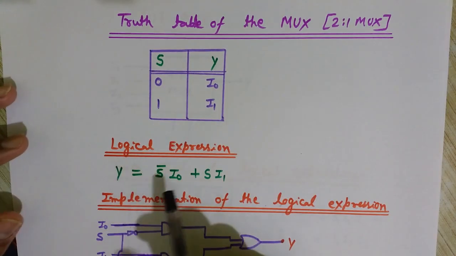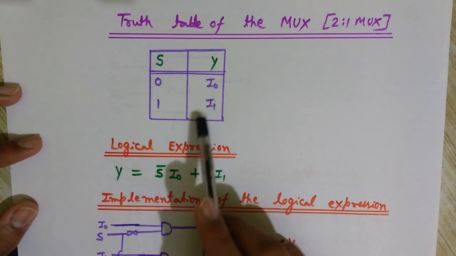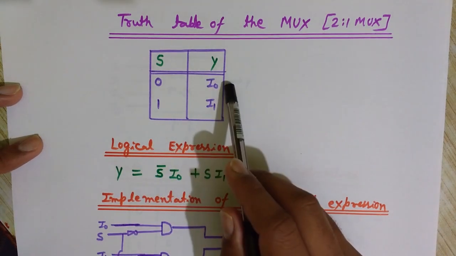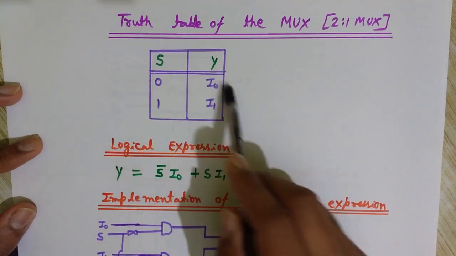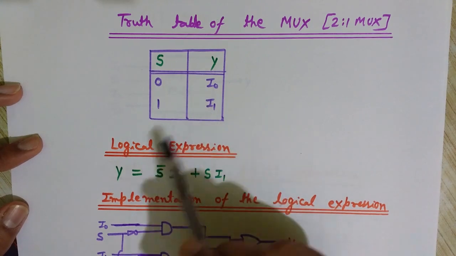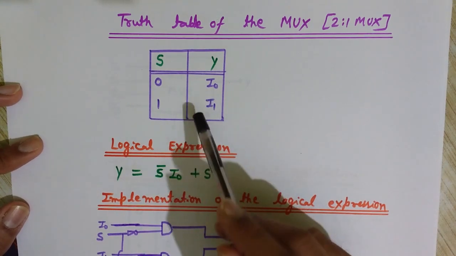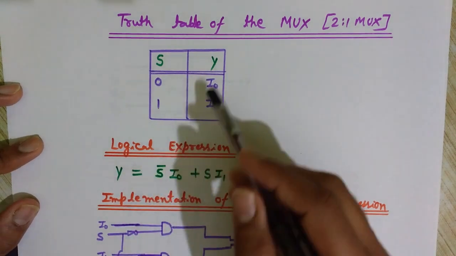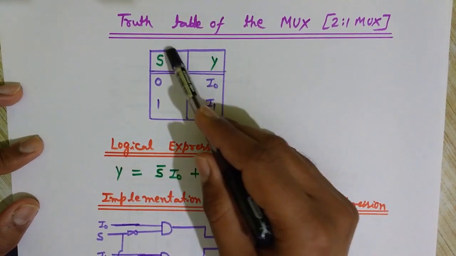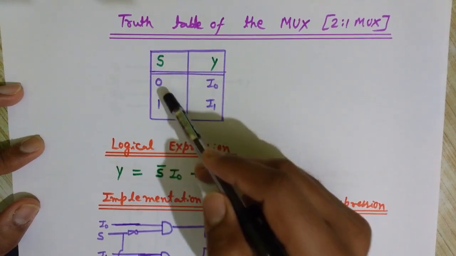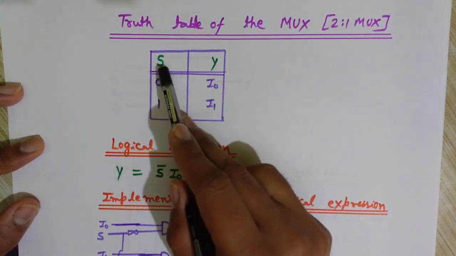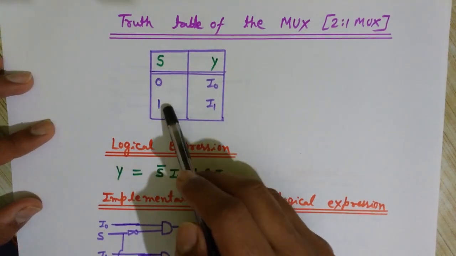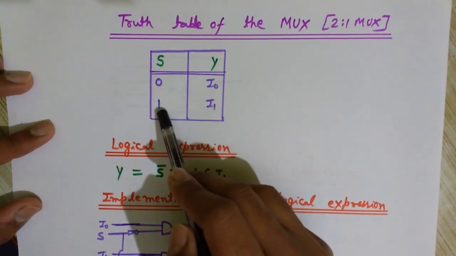Now we will write the logical expression for this truth table. We will derive it from this truth table. So how to write this logical expression? Actually, we can also use the Karnaugh map, K-map, but it can be simply derived by observation. So how do we do this? Here is the output and here are the control inputs that we vary. Here the control input is S, so it can have two combinations, S bar and S. S bar means 0 and S means 1.